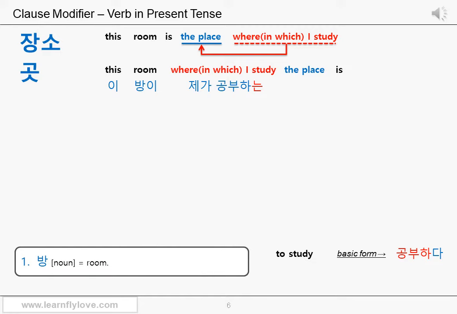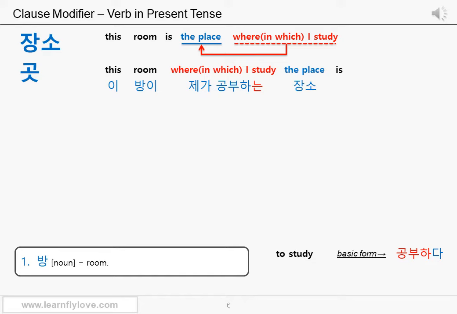I is 저. But we like to use the subject particle 가. So 제가. Study. The basic form of the verb study is 공부하다. The stem is 공부하. Let's add 는 sound to the stem so that the entire clause turns into a modifier. 제가 공부하는. Where I study. The place.